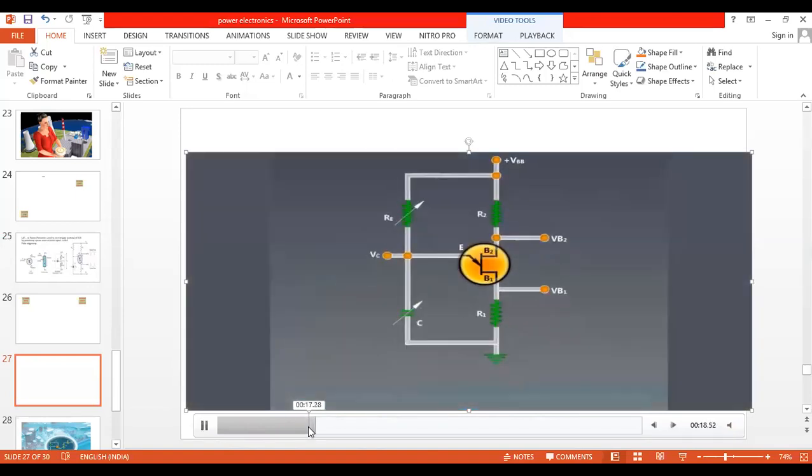Right. This is the circuit we got. So now we'll see what is the explanation, how the direction of the current flows. In the animation, current flow is shown. So first we turn on the UJT.